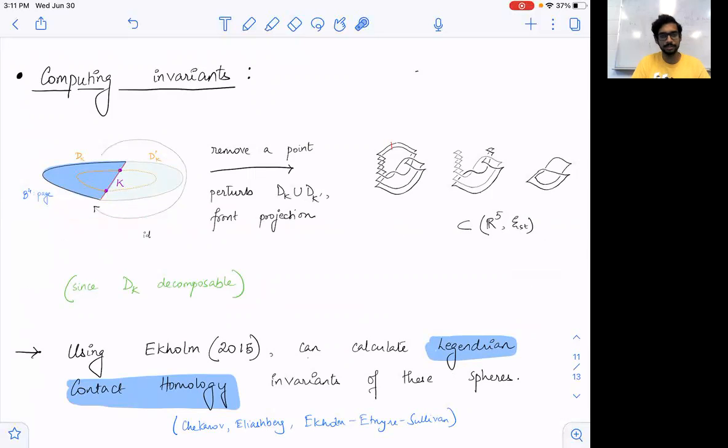If you remove a point from S^5, you get R^5. Since these are decomposable Lagrangians, we can isotope them really close to the page so that their front projections are exactly given by the decomposable disk. And using an idea of Ekholm, we can calculate the Lagrangian contact homology invariants of these spheres. These are invariants that were defined by Chekanov and Eliashberg in dimension 1 and generalized to higher dimensions by Ekholm, Etnyre, and Sullivan.